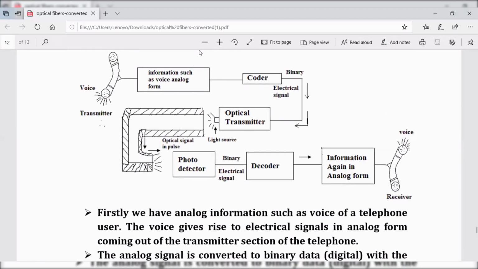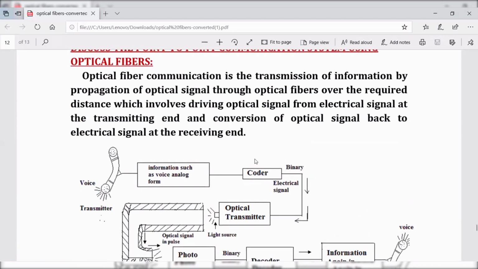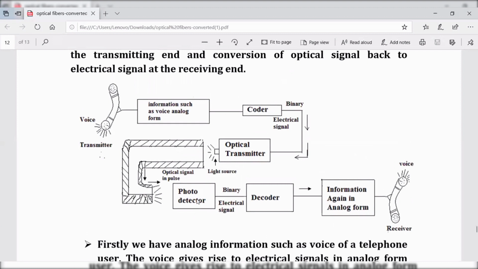So here you have a transmitting end and you have a receiving end. What is fiber optic communication, or optical fiber communication? It is the transmission of information by the propagation of the optical signal through optical fibers over any required distance, which involves two steps. One, you derive an optical signal from the electrical signal at the transmitting end, and two, you convert the optical signal back into the electrical signal at the receiving end.